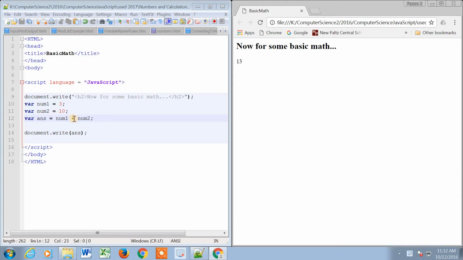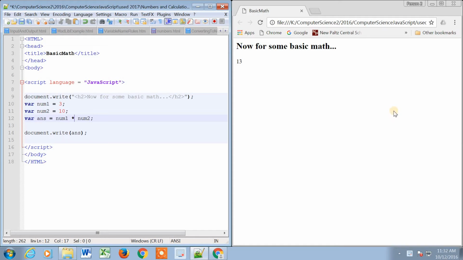and num2. So we've done this with addition before, and of course you know JavaScript recognizes these as numbers because I did not put quotes around them, so it knows they're not strings. But I can do other operations. I can do multiplication, which in JavaScript is the asterisk sign.